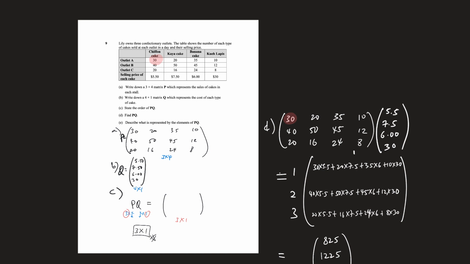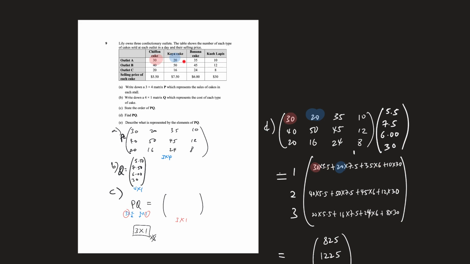That is multiplied by 5.5, which is how much you're selling the chiffon cake for. So that makes sense. Then you have this 20 kaya cakes, and you multiply it by 7.5, which is how much the kaya cake costs. So actually, this whole line here, 35 banana cakes sold for $6, and 10 kueh lapis sold for $30 each, is the total amount of money made.